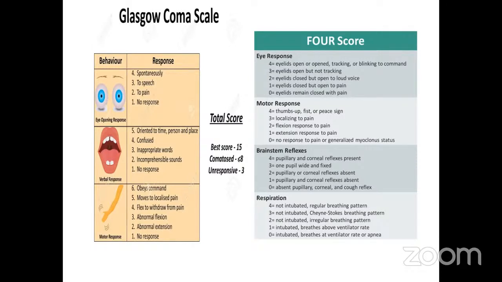The best score is 15, a comatose patient is less than or equal to 8, and unresponsive is a score of 3. Coming to the 4 score, in this we have eye response, motor response, and the respiration, and the brainstem reflexes are also to be considered in the 4 score.